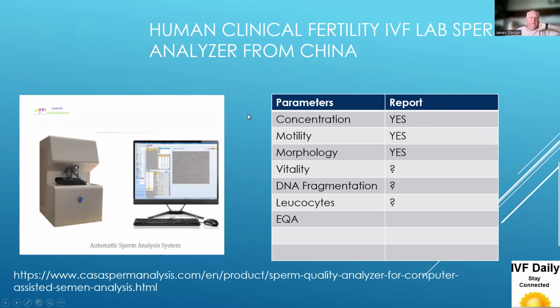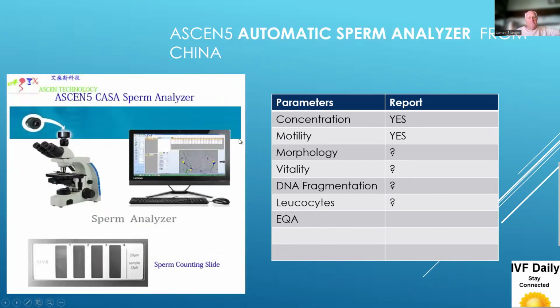And there's another one from China, another CASA system. You can go back and look at this on the URL. I have no comments, but presumably it is very similar to the IVOS, mainly looking at motility. And then there's one or two more. There's an ASEAN semen analysis from China. I don't have the URL for that.